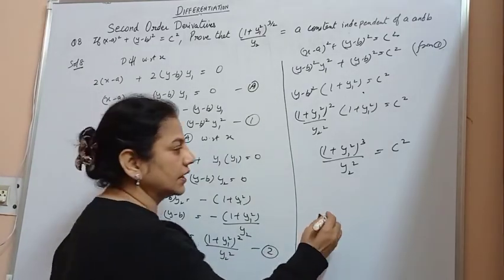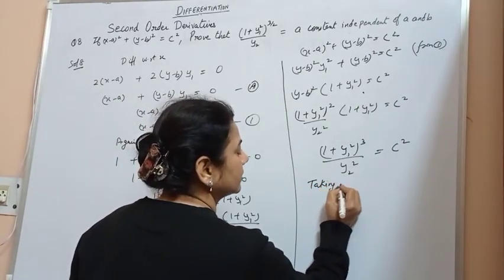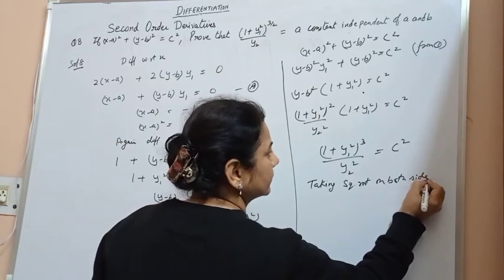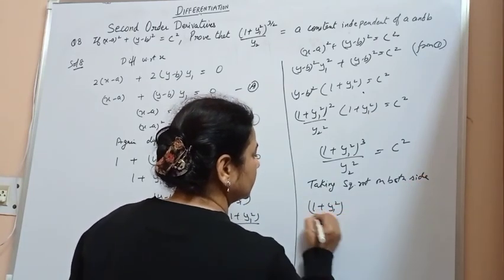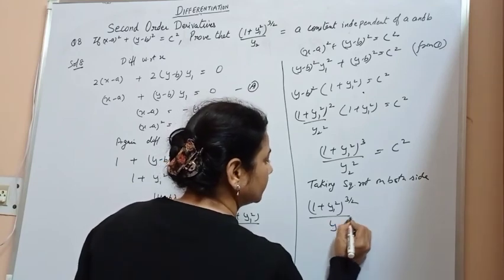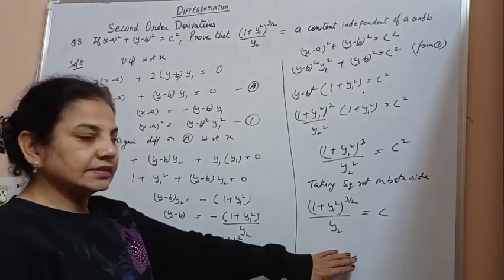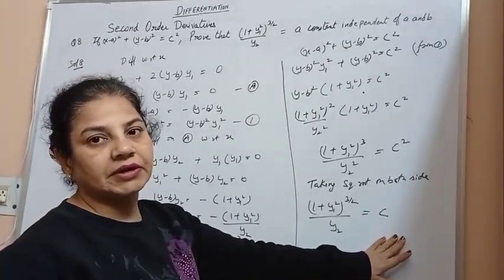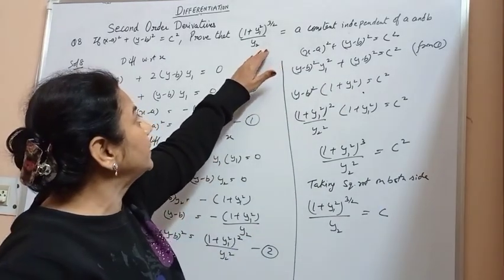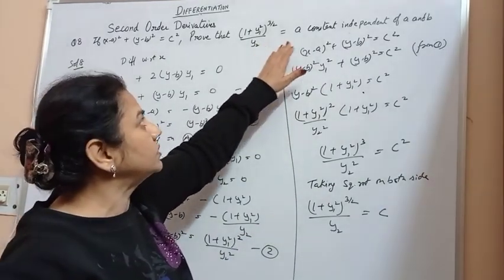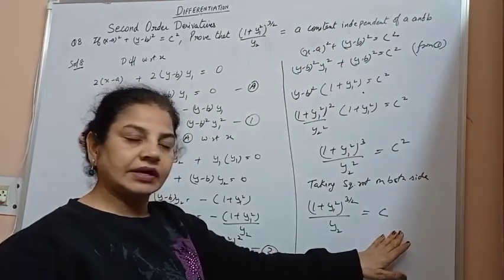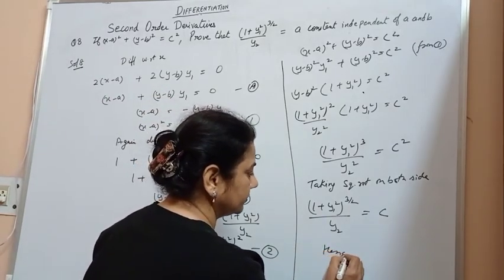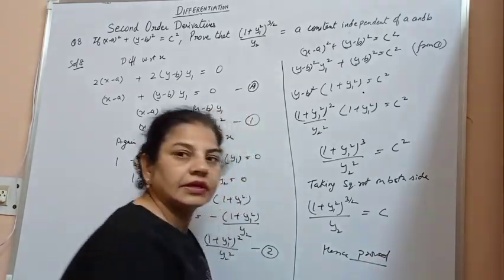Taking square root on both sides, I get 1 plus y1 square to the power 3 by 2 upon y2 is equal to c. So 1 plus y1 square to the power 3 by 2 upon y2 is equal to c, and c is independent of a and b. This is what I have to prove, that 1 plus y1 square to the power 3 by 2 upon y2 is equal to a constant independent of a and b. So I get the constant c independent of a and b. Hence proved.